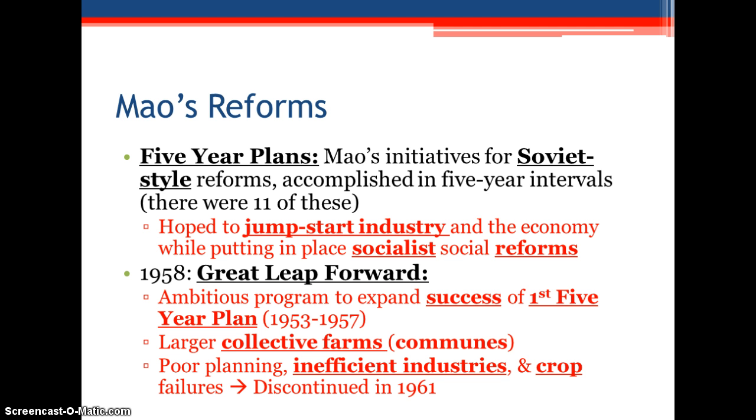The first one of these was between 1953 and 1957, and it was very successful. Then he hoped to expand this success with the Great Leap Forward, and it was a very ambitious program to collectivize agriculture and form communes. So that is that collective farm where he takes all the farmland, turns it over to the state, and then breaks it up into large chunks that people were paid to work. However, he didn't really plan this that well, and the industries were still kind of inefficient.